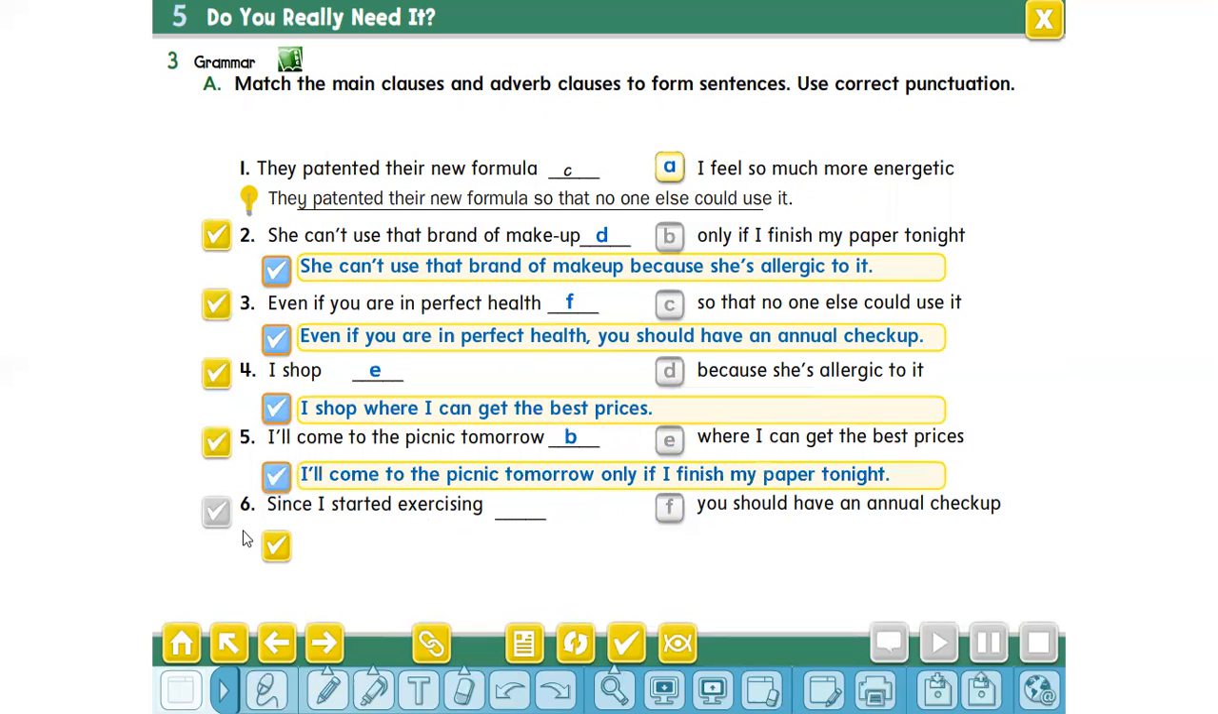Very good. Number 6, since I started exercising, I feel so much more energetic. Energetic, I feel I'm so active. Very good. It expresses the reason. Since I started exercising, I feel so much more energetic. Did you write the answer?